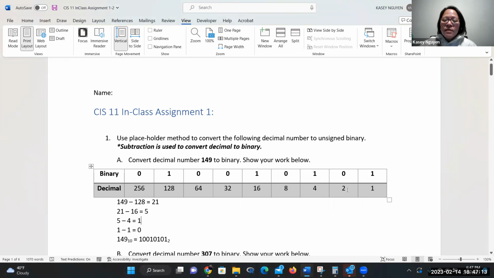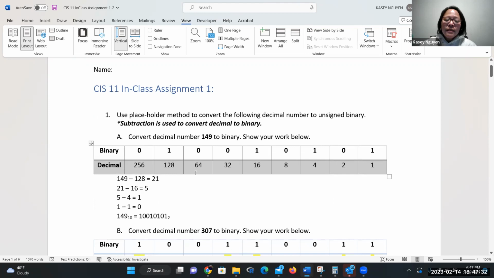One is less than 2, so I cannot subtract it. I put a 0. And then 1 minus 1 is going to be nothing left. So as I subtract 1, I put a 1. So the answer for number 1, 149 base 10, is going to be, and you write out your values from what you had placed at the top, 0, 1, 0, 0, 1, 0, 1, 0, 1.